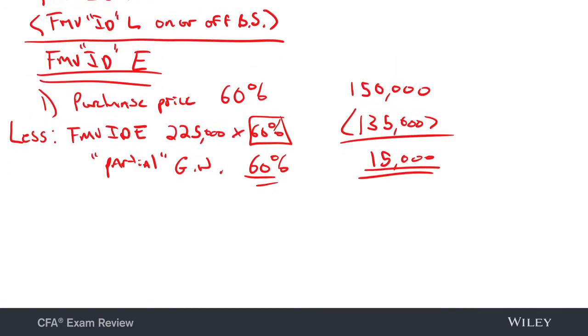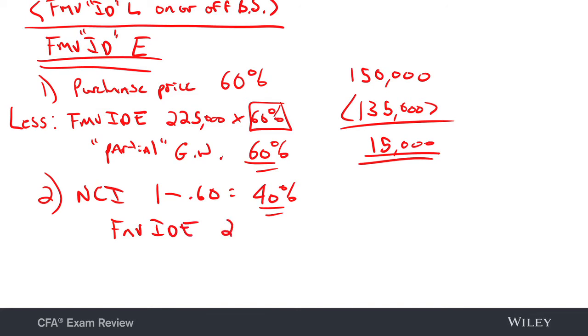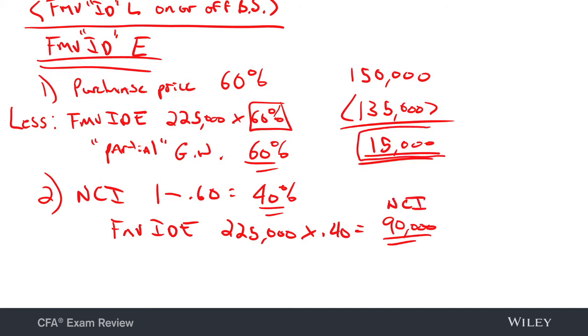Let's keep working with this though. Okay, next thing you would do, your non-controlling interest. How would you find your non-controlling interest? Well, if we bought 60% of the company, then obviously we do not own 40%. 40% is the non-controlling interest. That gets multiplied by the fair market value of that identifiable equity. And what was the fair market value of that identifiable equity again? $225,000. If you multiply that by 40%, what would be our non-controlling interest? $90,000.